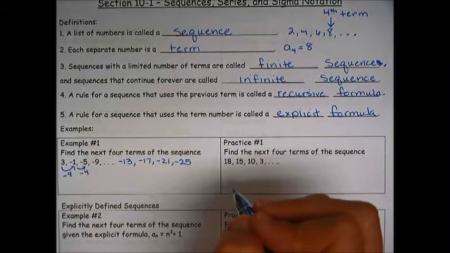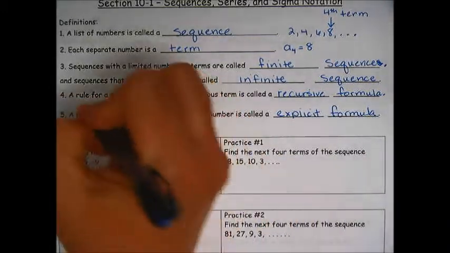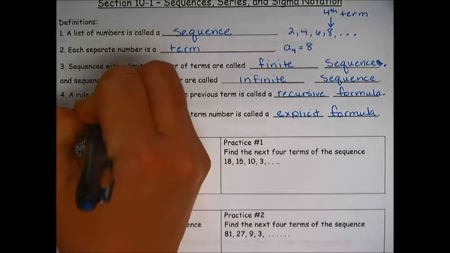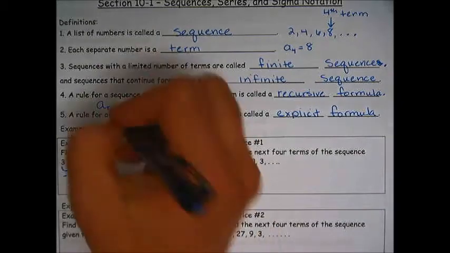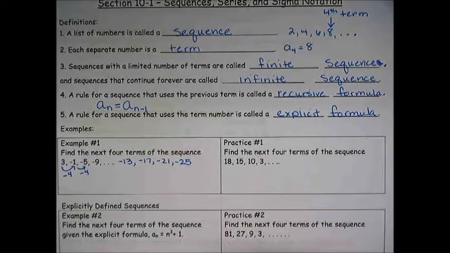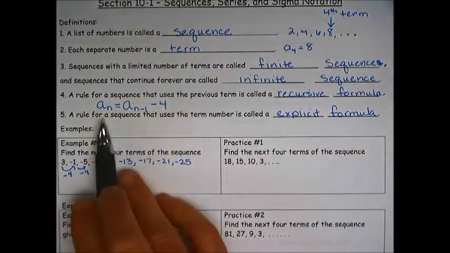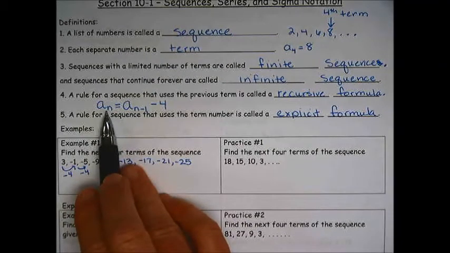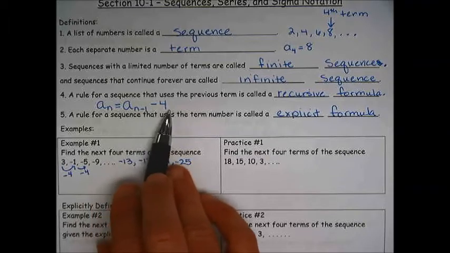If I want to practice a recursive formula, the way it works is you have A sub n, and this stands for your next number in your sequence. The way you find it is you use the previous number, and then you write your rule, which in this case would be -4. So again, this is your A sub n. To find your next number, you take A sub n minus 1, which means the number in front of A sub n, or the previous number, and subtract 4.